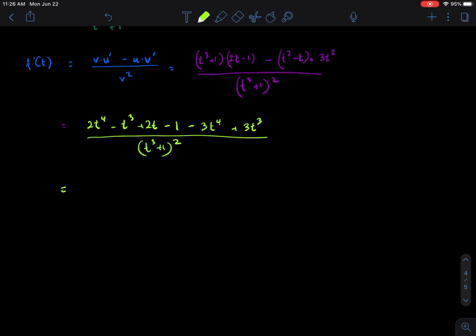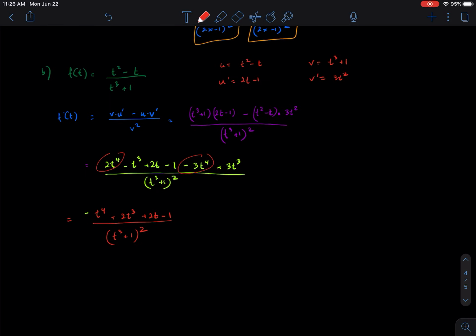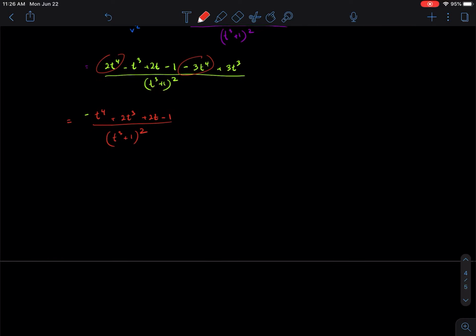And then that's simplified into 2t to the fourth. Actually, no, it's going to simplify into, let's say we got this term and that term, so that becomes negative t to the fourth. And then we have plus 2t to the third plus 2t minus 1, and then over t to the third plus 1 squared. All right. Let's do one more example.